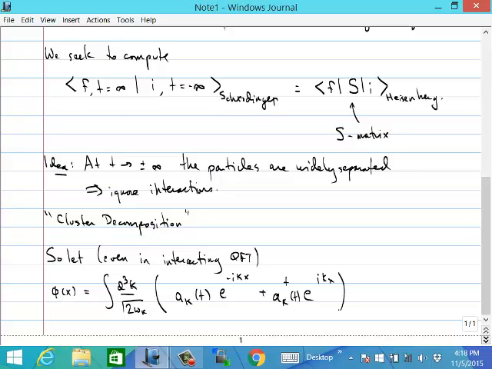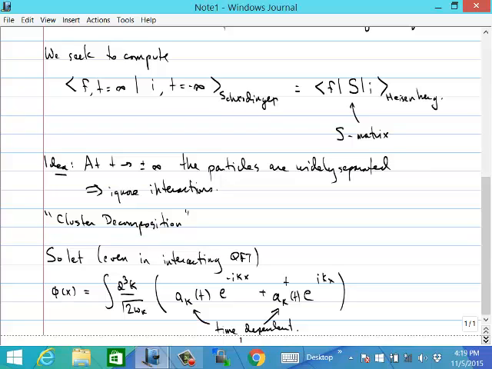But the crucial distinction between what I'm doing here and what I did in free field theory is that whereas in free field theory, the equations of motion told us that these A's were essentially time independent, they were just some operators. In an interacting quantum field theory, A and A dagger will depend on time in some way. This reflects the fact that the definition of what you mean by a particle in an interacting quantum field theory is actually something rather subtle.